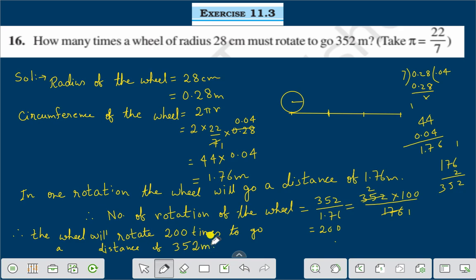Once again we are repeating here, you see. First of all, we know that the radius of the wheel is 28 centimeters. We change it into meters, that means 28 by 100 is 0.28 meter. Circumference of the wheel is 2 pi r, that is 2 into pi into r, and it comes to 1.76 meter. That means in one rotation the wheel will go a distance of 1.76 meter. Therefore, the number of rotations of the wheel is 352 by 1.76, which comes to 200. Therefore, we can say that the wheel will rotate 200 times to go a distance of 352 meters.